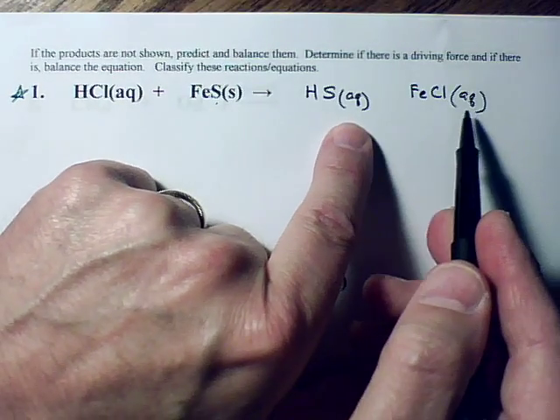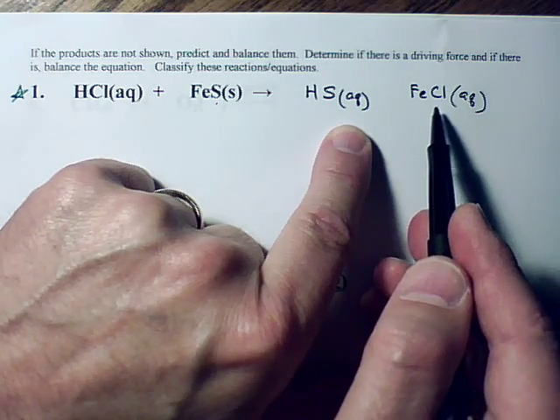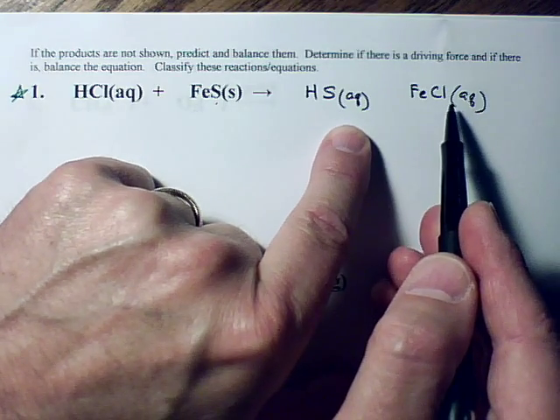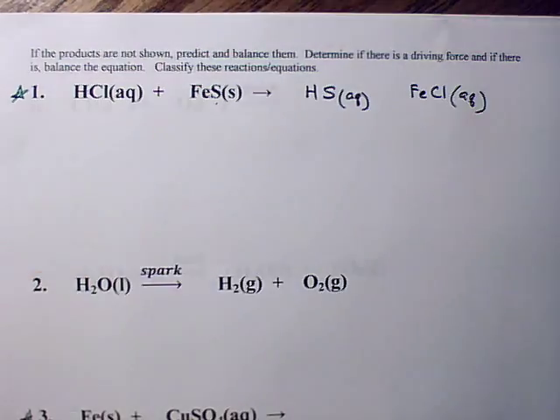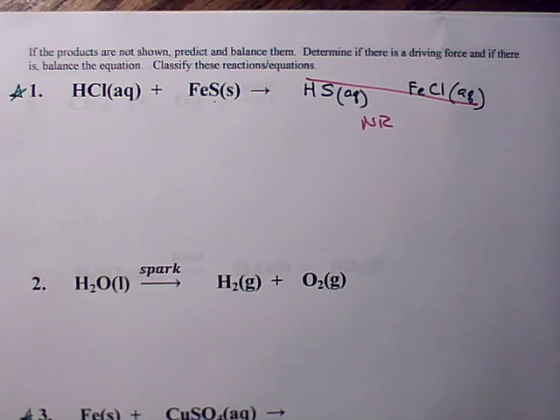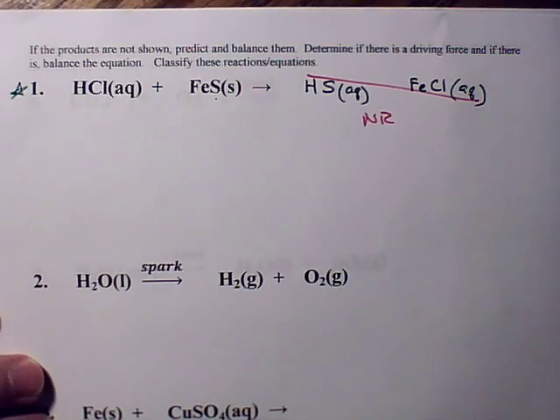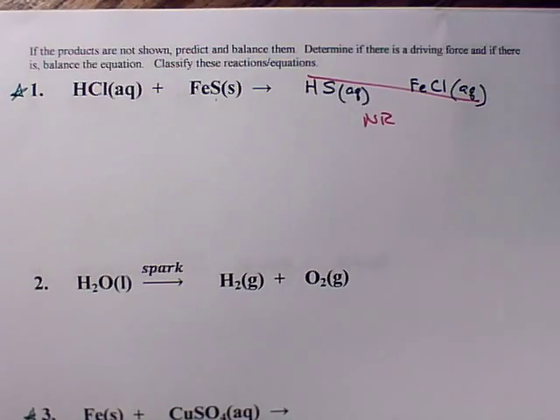Since we have not formed a solid or water or anything that would give us a gas, then there's no driving force. So this reaction doesn't take place. We can simply label it as NR. No reaction. Okay? So that one's not one of our potential ones, or one of our reactions we can write complete and net ionic equations for.